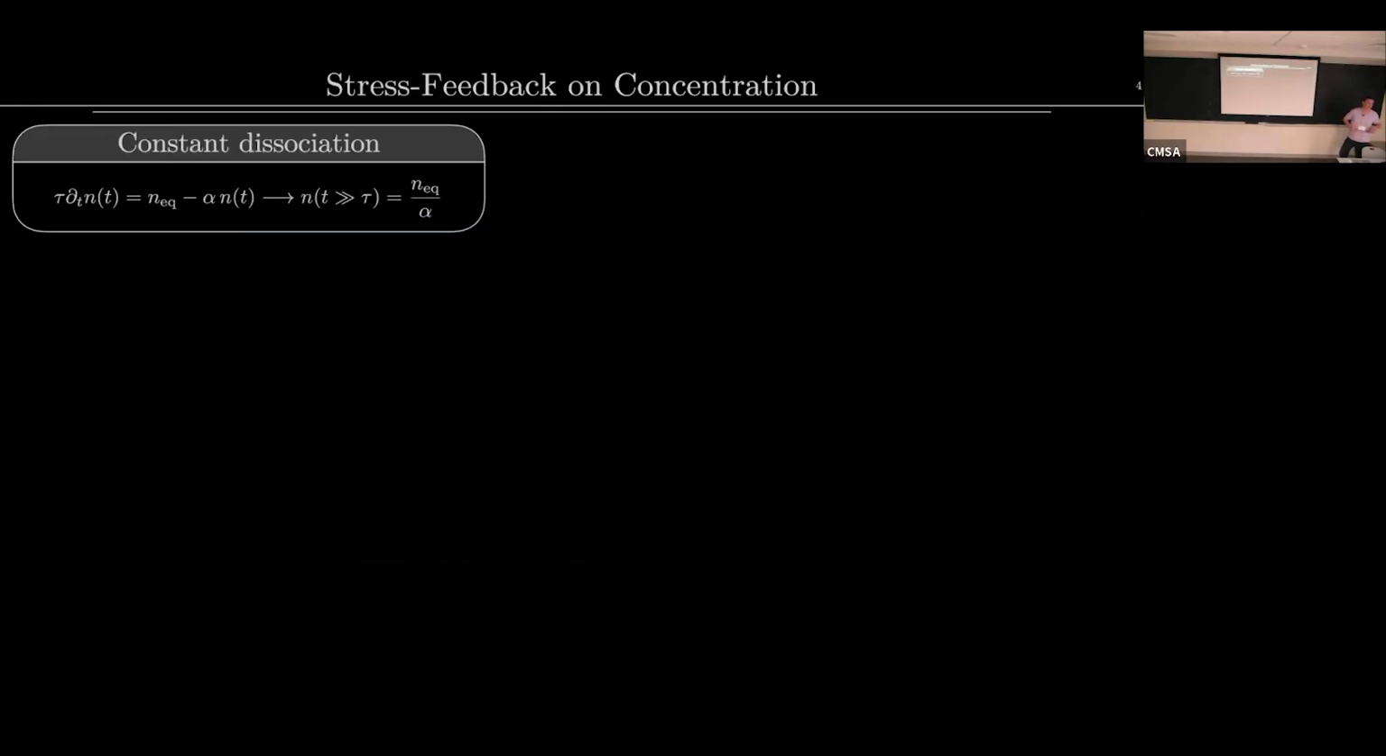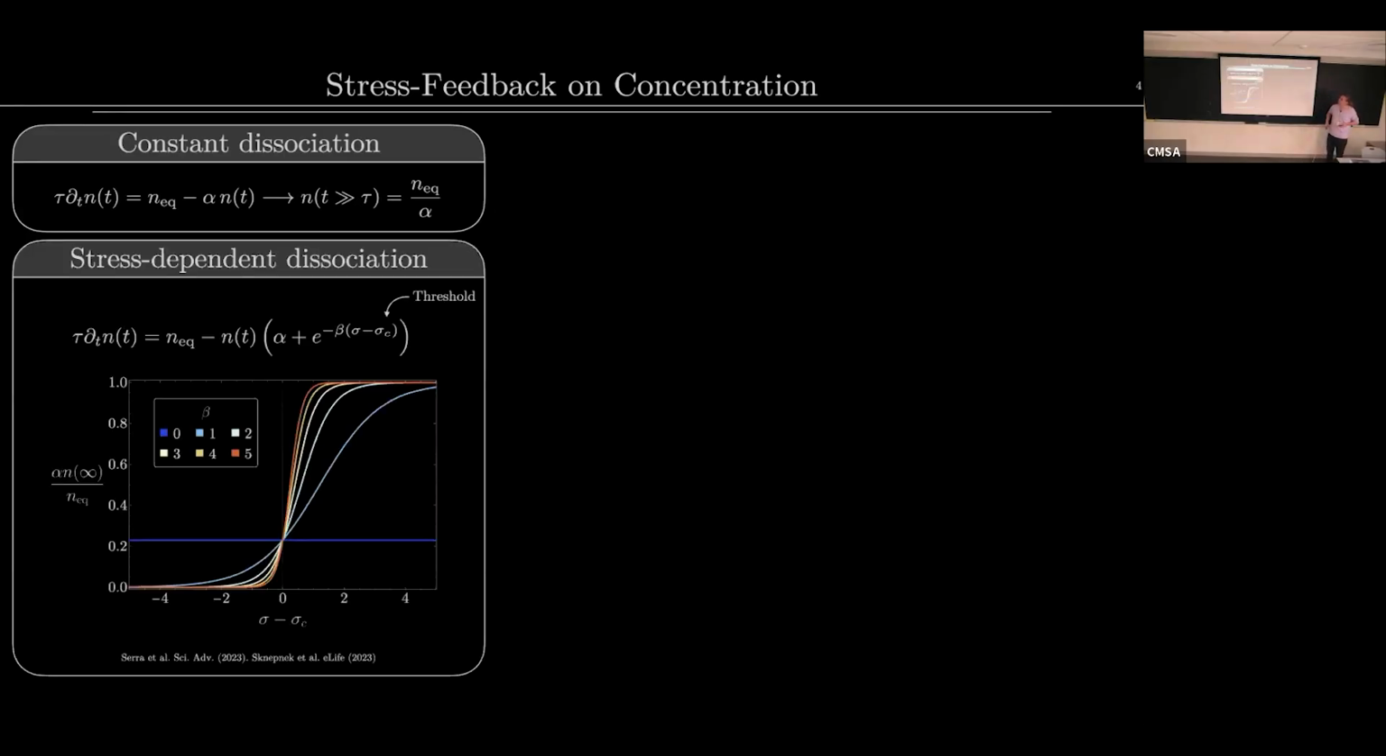So we have these three things, and then to model exactly that, as a first part, we can look at the stress-dependent concentration. In the simplest case, we have the concentration N that dynamically changes over time, increases, and dissociates with some constant alpha, and then for long times you just evolve to a constant value.